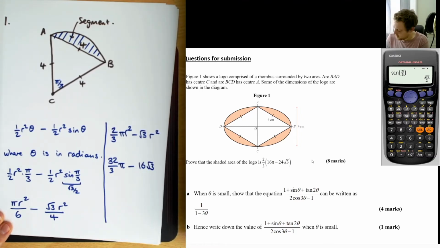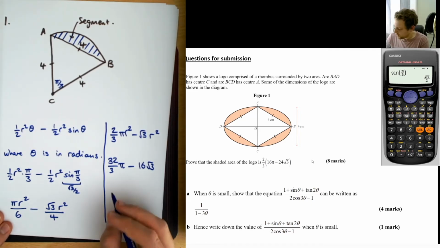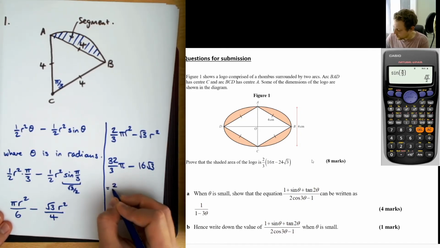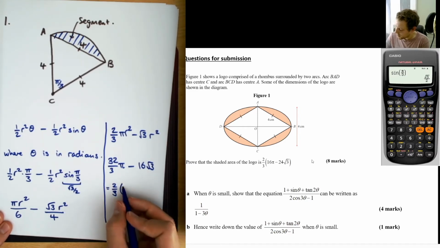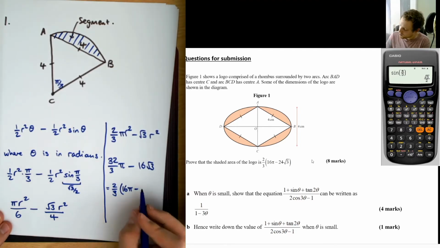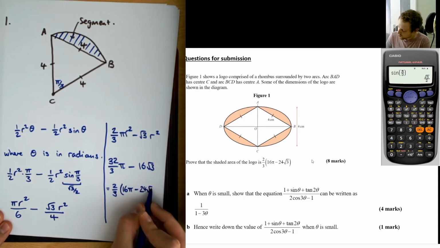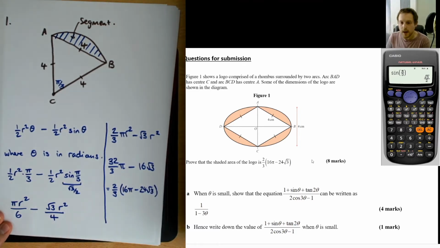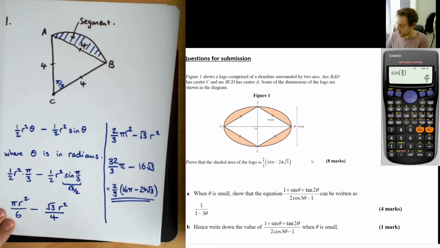And then let's have a think. So I want to just take 2/3 out, don't I? So equals 2/3, and then that would be 16 pi. And then 16 times 3 over 2. Root 3. So 16 times 3 is 48. Halved is 24. So 24 root 3. So is that the answer? Yes. Brilliant. There we go. So that's that.